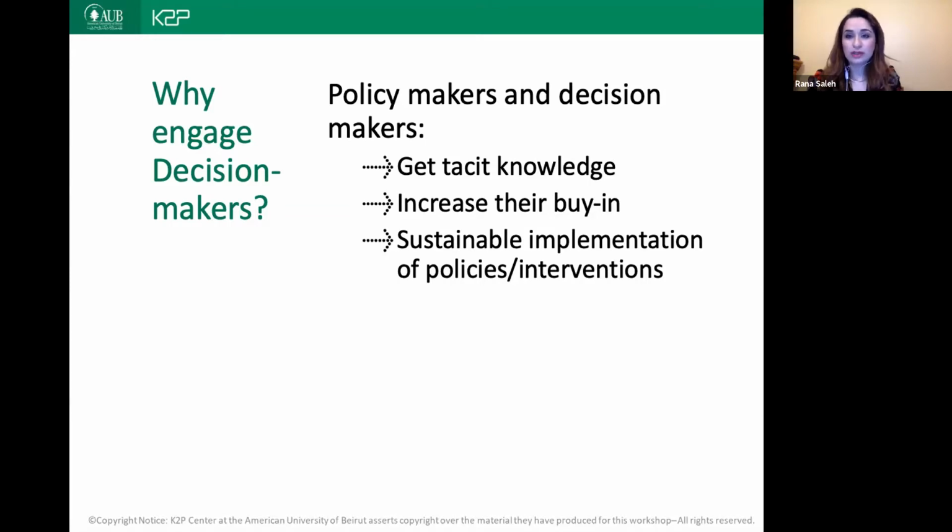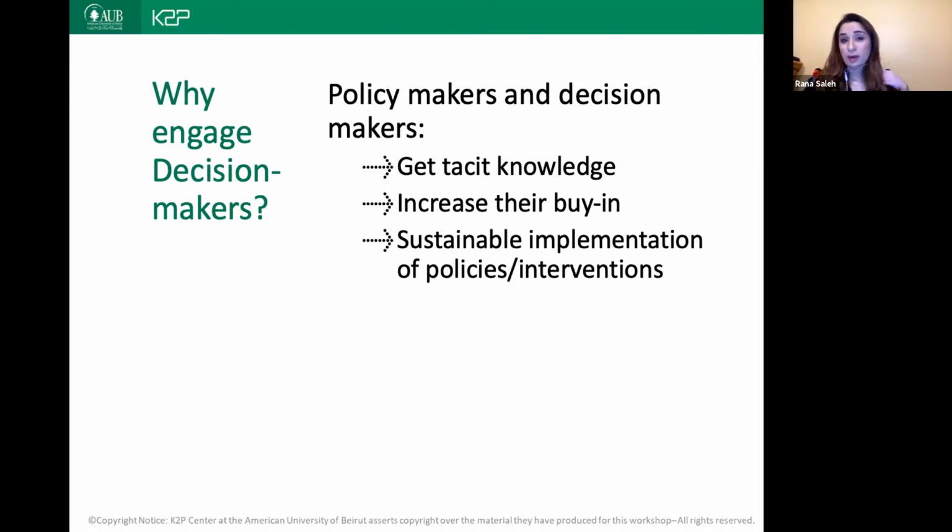So the most important aspect of engaging policymakers is that they will allow you to get the tacit knowledge that you will not find in any report. What tacit knowledge means is the experiential knowledge that you will not find in reports nor in published evidence, and no one else will tell you other than them. So it's very important to get their feedback on what works in that context.